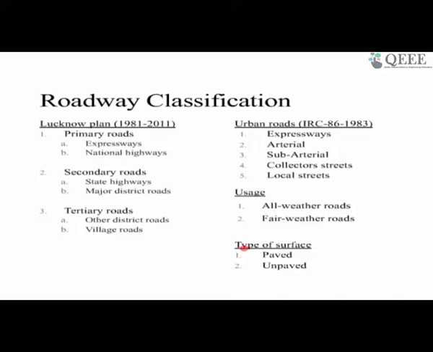So these are the expressways. Then comes the arterial, and then the subarterial. The arterials connect to the expressway and the subarterials connect to the arterial. Category-wise, each is lower than the one before. Then comes the collector street, and then the local street.